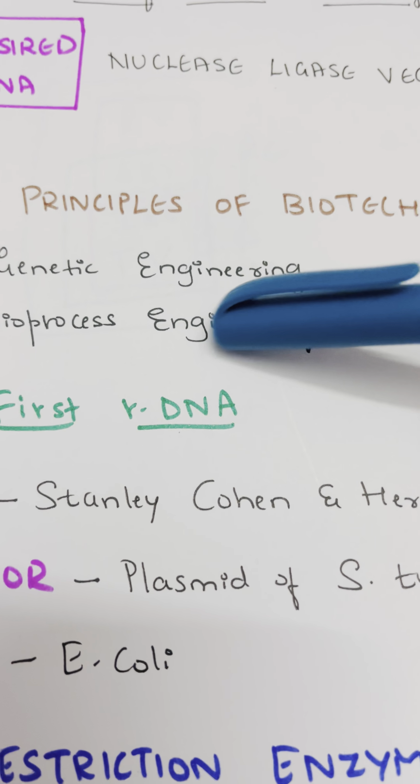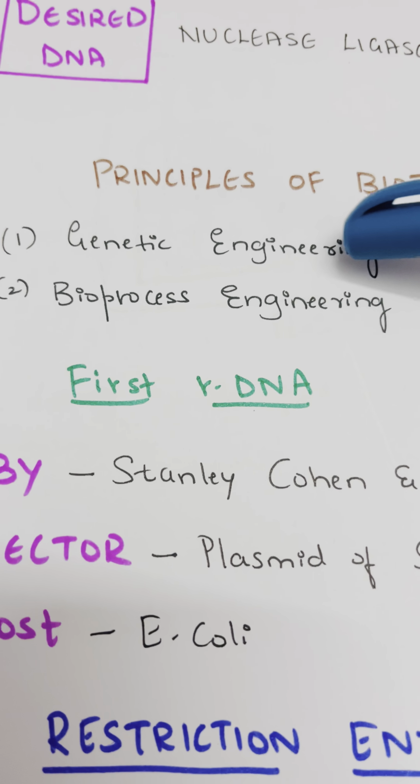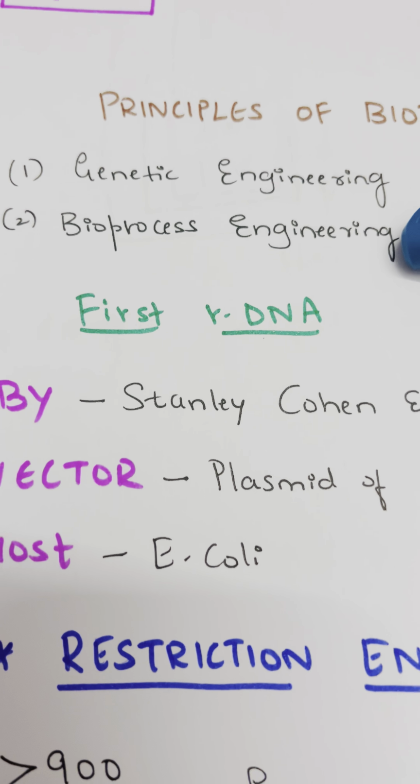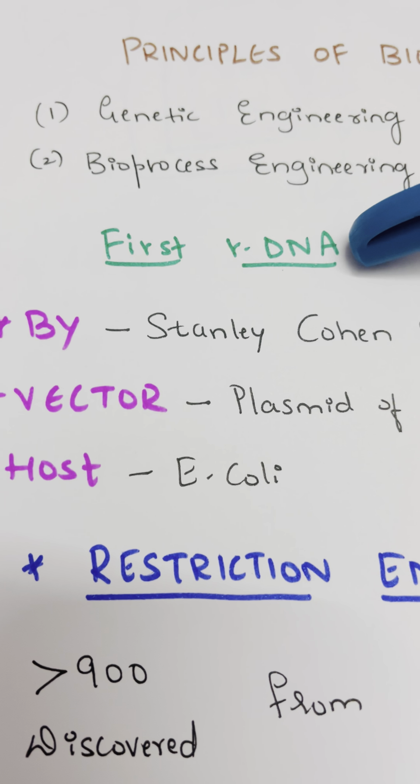Then comes principles of biotechnology. In NCERT, you are studying two principles. One is genetic engineering and second is bioprocess engineering. Then coming to, there are some important questions asked from the first recombinant DNA.